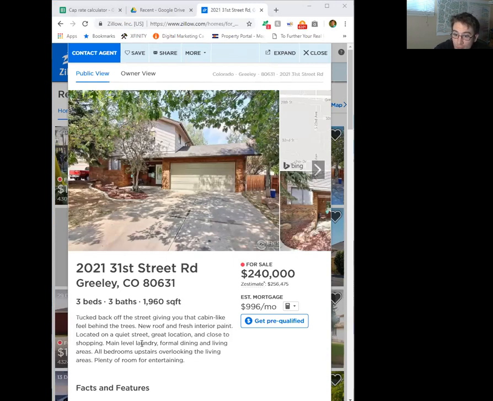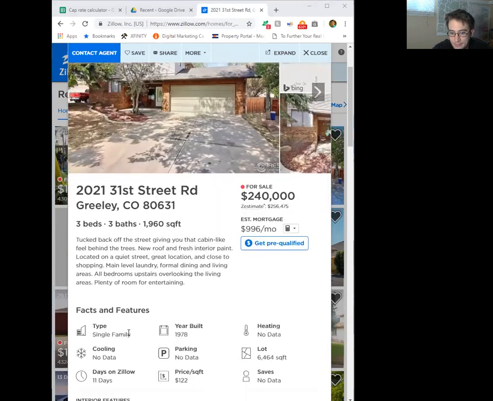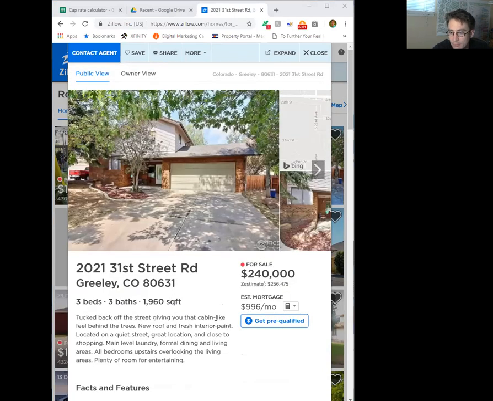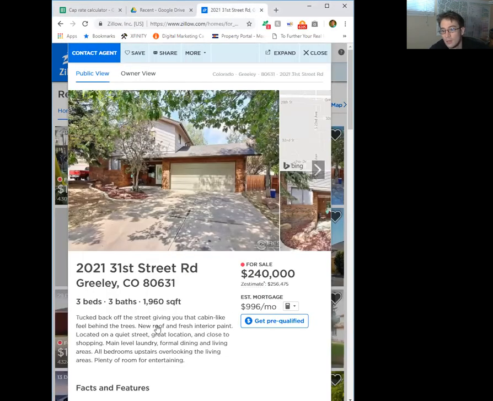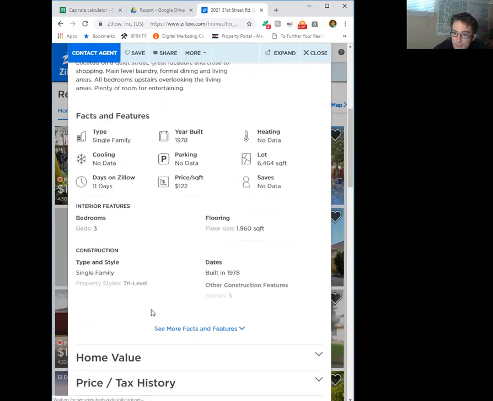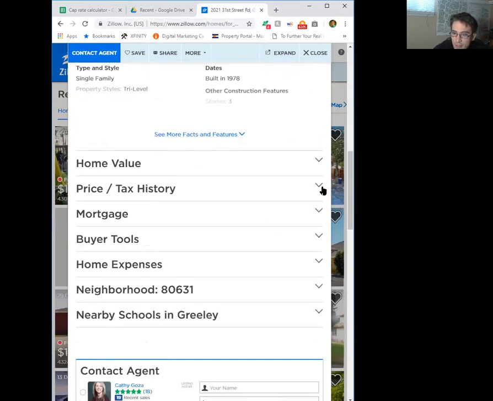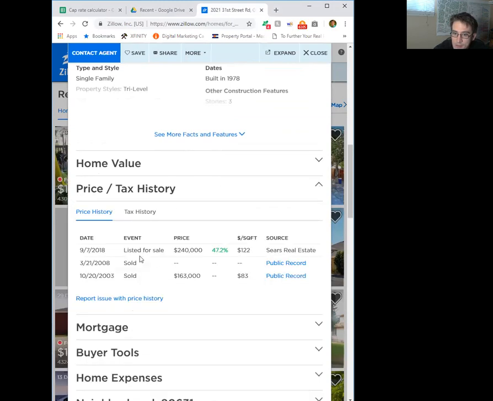So we have a 3-bedroom, 3-bath here in Greeley. Gives you a sale price of $240,000. Says your estimated mortgage will be $996, so I'll use that number to put in the cap rate calculator to factor it in. And then now let's just go ahead. Oh, here we go. We have tax history. We can use that.